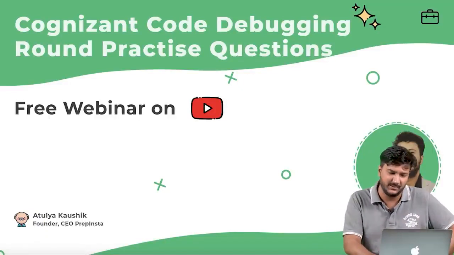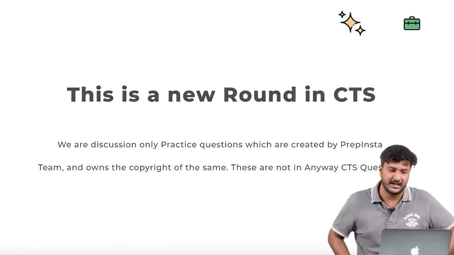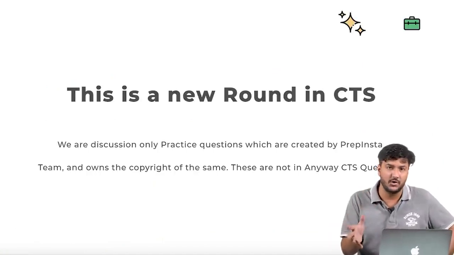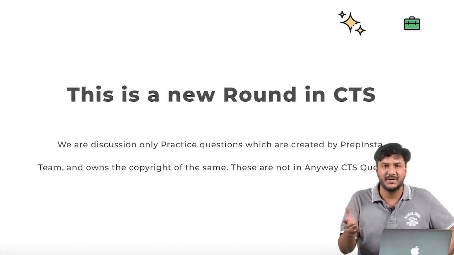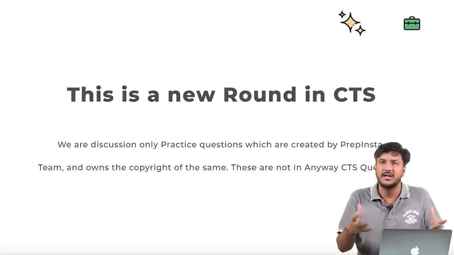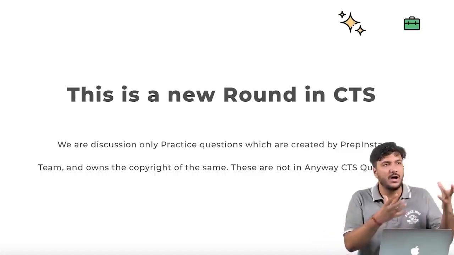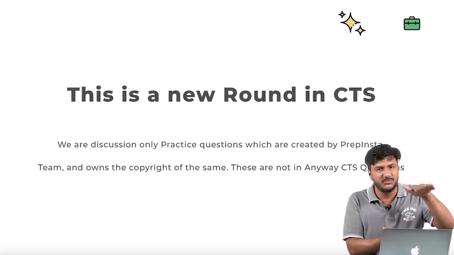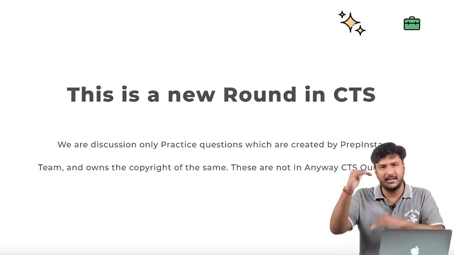So without wasting any further time, let's go ahead and start with this, right? So first of all, this is a new round in Cognizant. So we think that there would be 7 questions, and the time given to you would be 20 minutes, right? Now, what essentially you have to do is, there would be a problem statement, right? And then there would be a code.